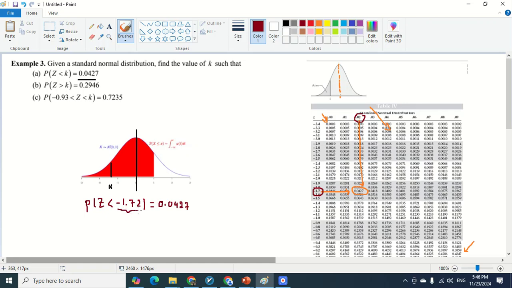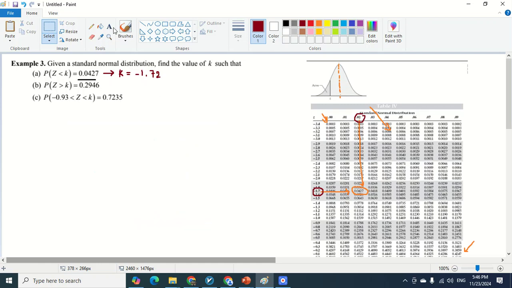So the value for k in the first part of the question is equal to minus 1.72. For the second part of the question, we have the probability of z greater than k. In this case, you should convert that case to the less than k form. So let us calculate the value a bit to find that.